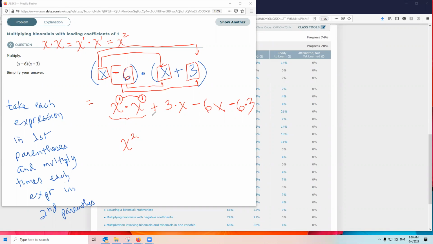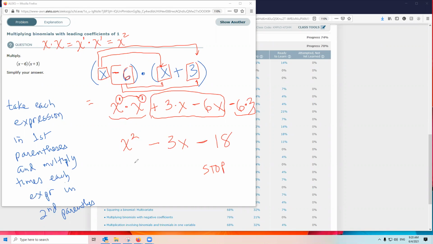All right, let me come here. In this middle, I have like terms. This is plus 3x subtract 6x. Well, for that, that's going to end up being negative 3x. And finally, in the back, negative 6 times 3 is negative 18. And I have to stop here because now these are all unlike terms, so I can't do any more simplifying.